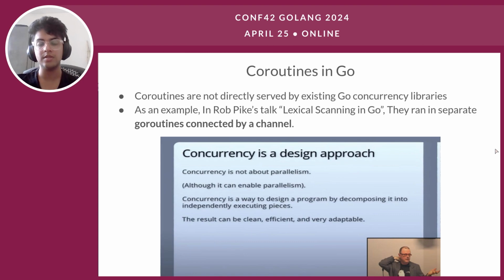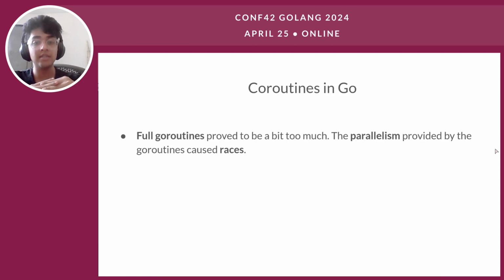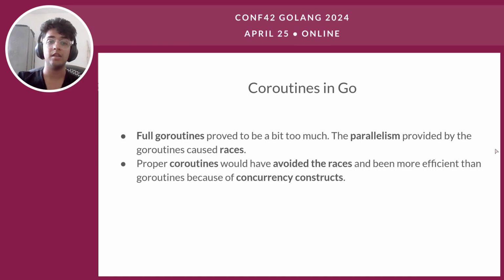What they did was, for their implementation, they used Go routines connected by a channel. Now, full Go routines proved to be a bit too much because Go routines provide a lot of parallelism, right? So the parallelism that comes with Go routines caused a lot of races. Proper coroutines, as we'll see, would have avoided the races and would have been way more efficient than Go routines because of their concurrency constructs. Only one coroutine can be running at a time.